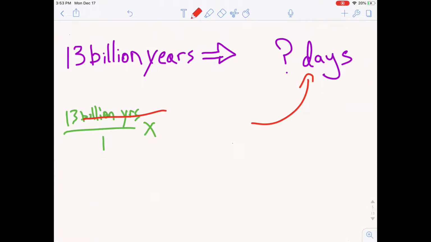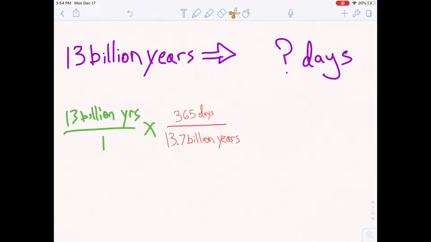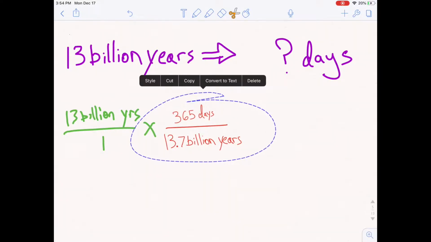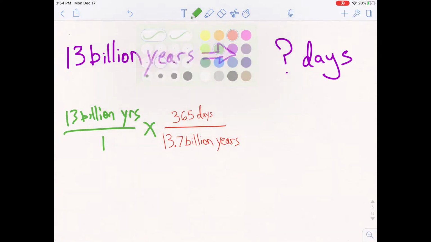So how in the world am I going to convert billions of years into days? Well, why don't we just use a conversion factor, the one that we copied and pasted from earlier. Remember that equals 1, we decided. And you can multiply anything by 1. And if we multiply by this conversion factor, let's see what happens here.